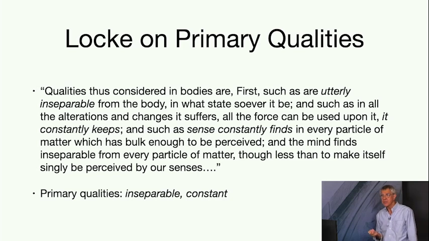Qualities thus considered in bodies are first such as are utterly inseparable from the body, in what state soever it be, and such as in all the alterations and changes it suffers, all the force can be used upon it, it constantly keeps, and such as sense constantly finds in every particle of matter which has bulk enough to be perceived, and the mind finds inseparable from every particle of matter, though less than to make itself singly be perceived by our senses. So in short, he gives us two closely related criteria for a primary quality. They are inseparable from the object, and they are constant. They are things that are there in the object and every part of the object.